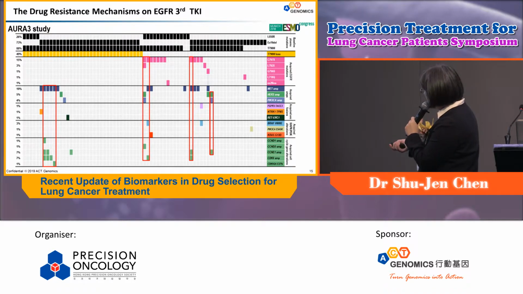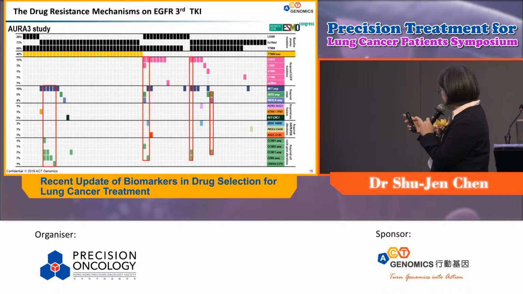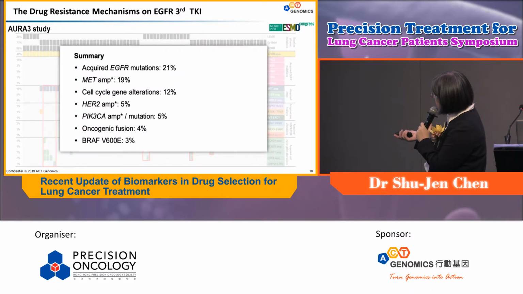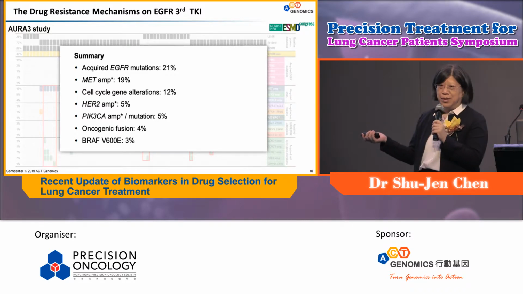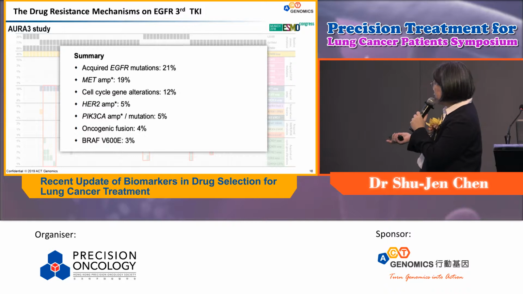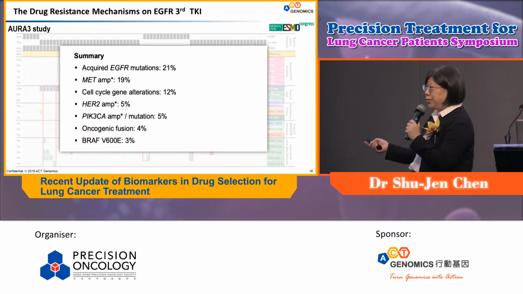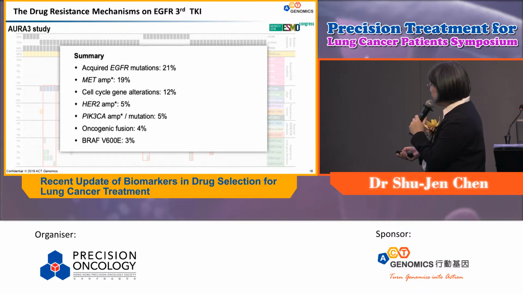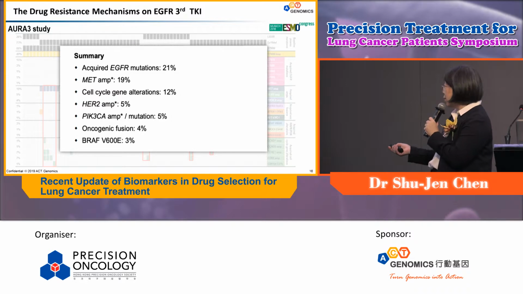Another group of patients also develop additional mechanisms. So for example, in addition to the C797 mutation, they can also acquire resistance by utilizing bypass pathways. So based on this information, here is a summary. For those patients who develop resistance to a third generation TKI, about 21% acquire an EGFR mutation again. This is the resistance mutation at C797. MET amplification also accounts for about 20% of resistance mechanisms, followed by cell cycle gene alteration.